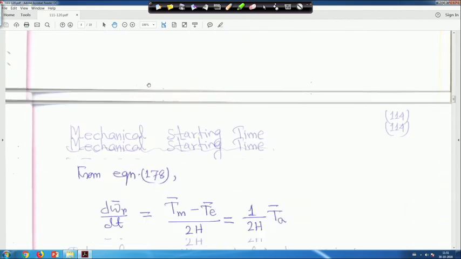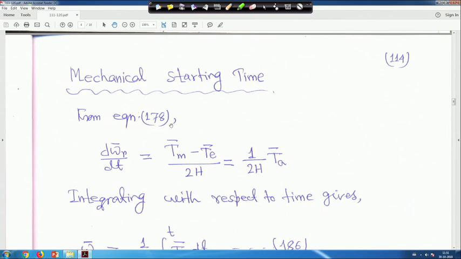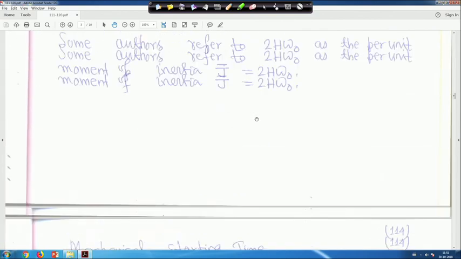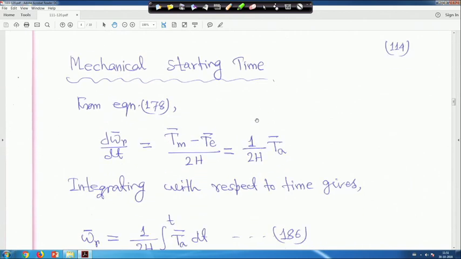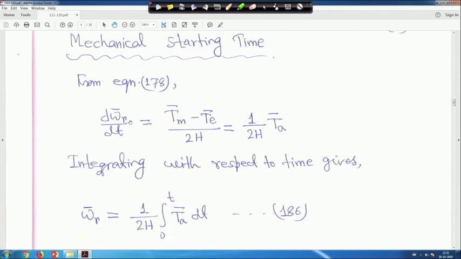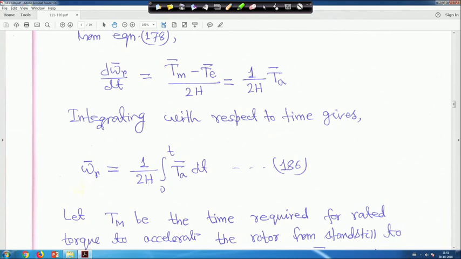Now next is the mechanical starting time. From equation 178, we can write d dt of omega r bar is equal to t m bar minus t bar upon 2h, which is 1 upon 2h t a bar, where t a, the accelerating power, is t m minus t. So t a bar will be t m bar minus t bar. Now, if you integrate with respect to time, then omega r will give 1 upon 2h integral 0 to t of t a bar dt. This is equation 186.